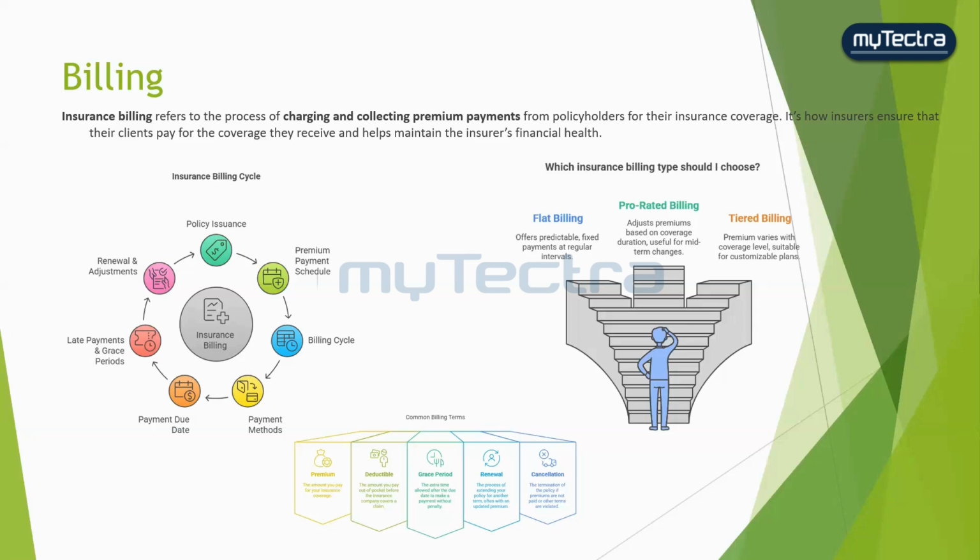We also have a couple of methods of billing. The regular one is flat billing. Then you have prorated billing, and then tier billing.